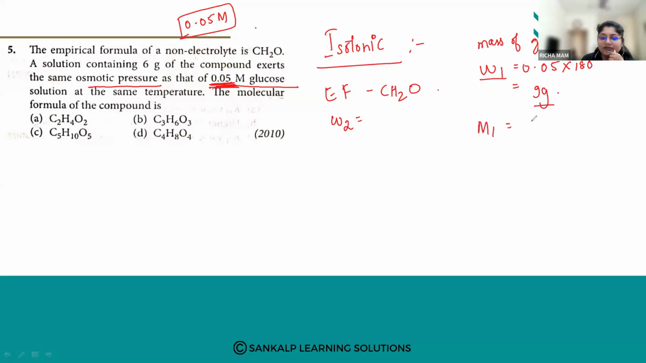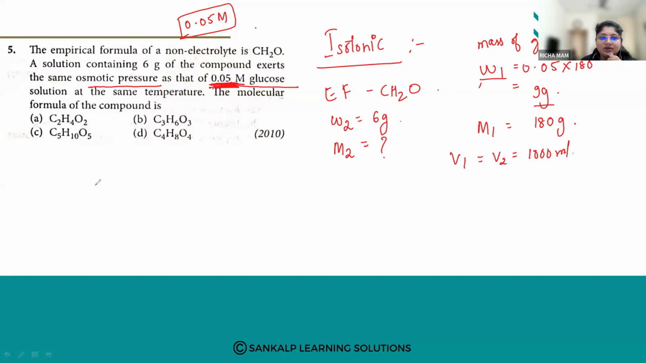Molecular mass we know is 180. Then what we want? W2 is 6 grams. We don't know which compound it is, so we don't know the molecular mass, M2. Now, volume. It is a standard molar solution, so V1 and V2 we will consider as 1000 ml, that is 1 liter.